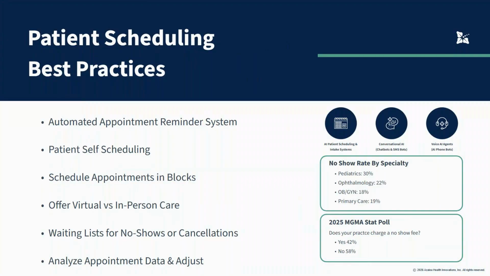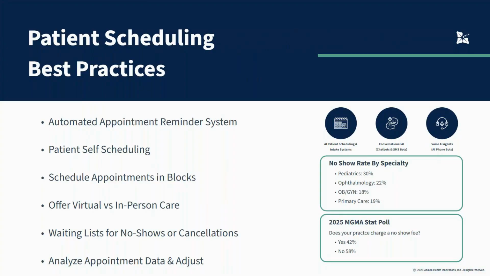Also know what your specialty's no-show rates are. Is that something that is a problem now? How do you even know? Do you have the ability to analyze your appointment data and see how often people are calling to reschedule, people are not showing up, things like that?